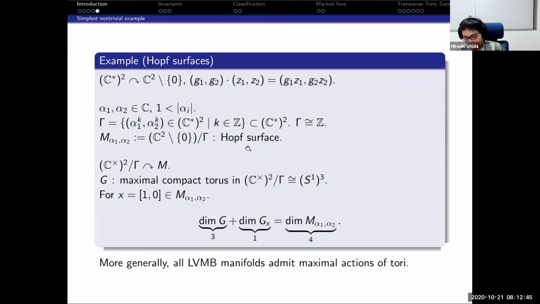More generally, every LVMB manifold admits a maximal torus action. So an LVM manifold has a natural torus action, and with respect to such action, the action is maximal. So this is the simplest non-trivial example.